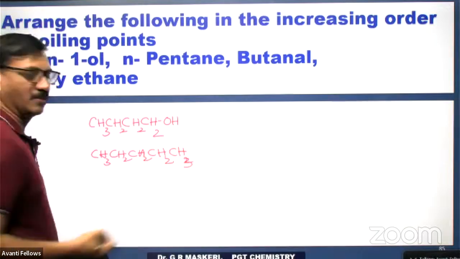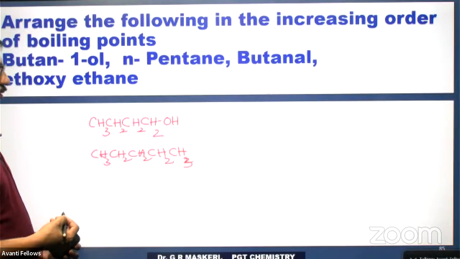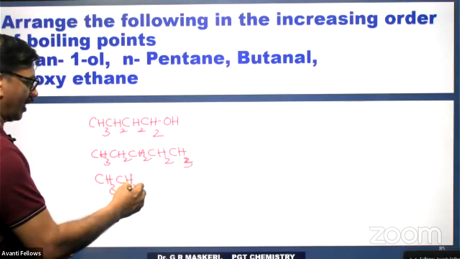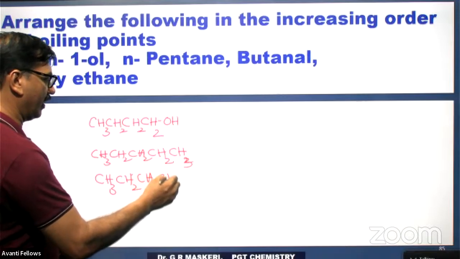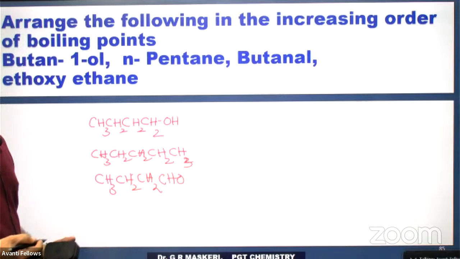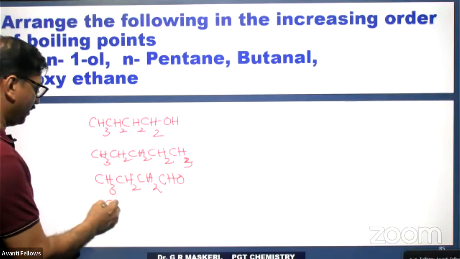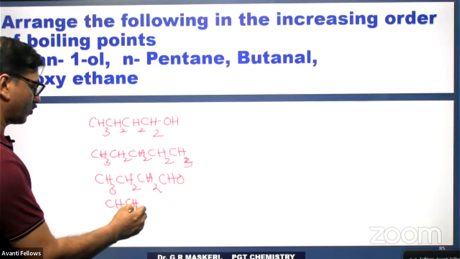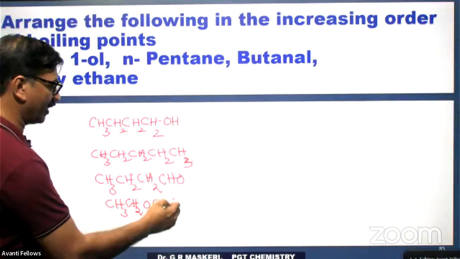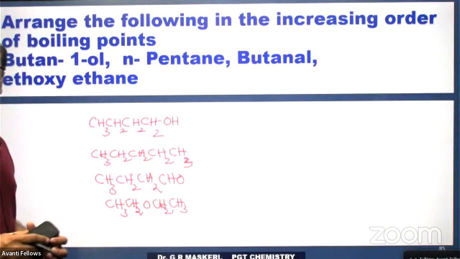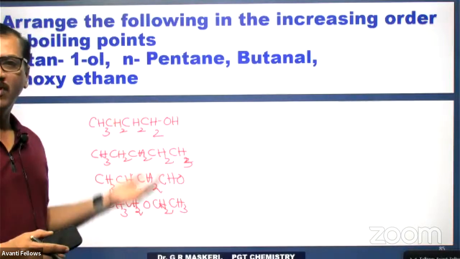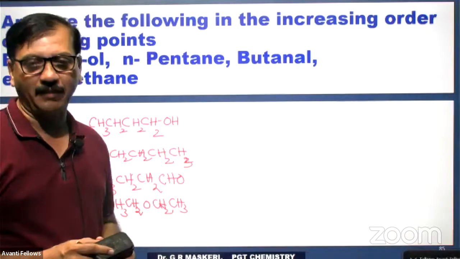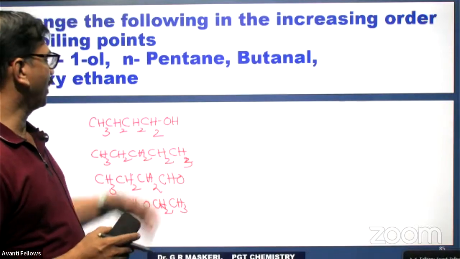This is n-pentane. Butanal: so 4 carbon atoms and an aldehyde group. And ethoxyethane, CH3, CH2, O, CH2, CH3. This is an ether. So there are 4 different classes of compounds, of which the molecular mass is almost the same, right? Now we have to compare the boiling point.